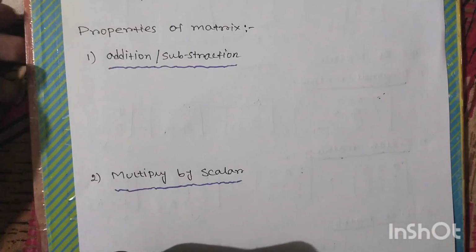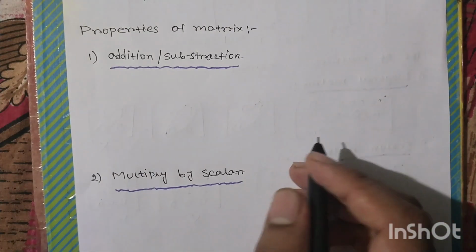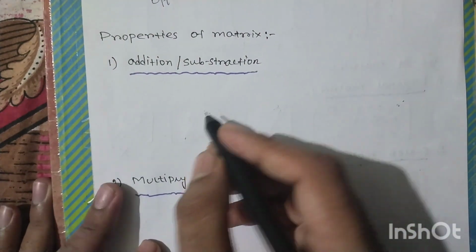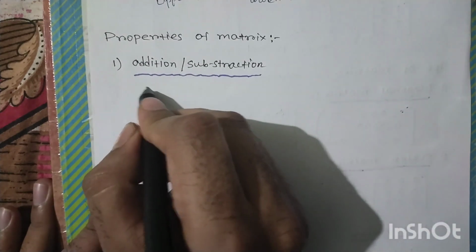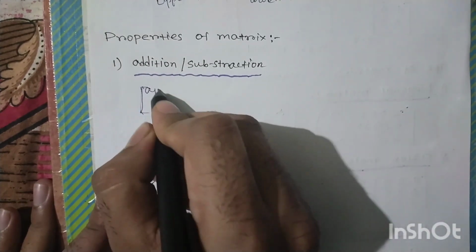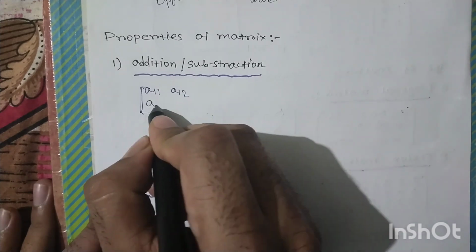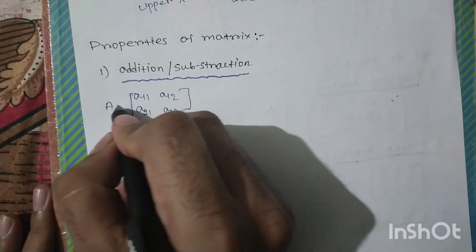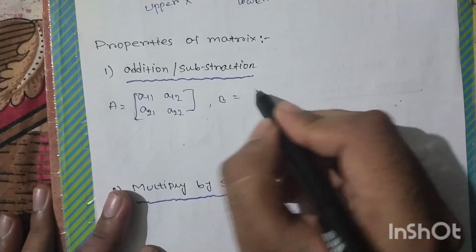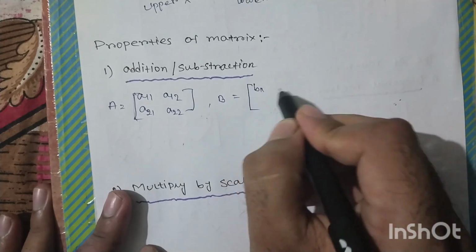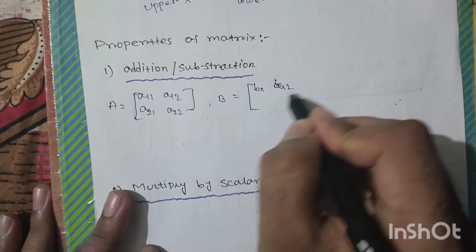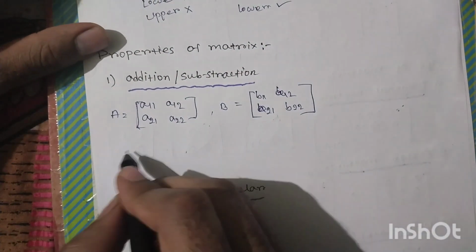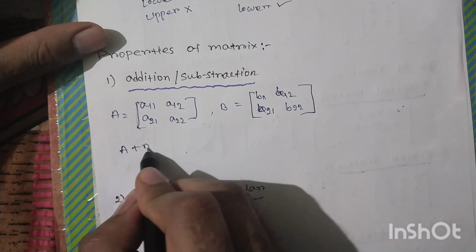Now discussing the properties of matrices. The first property is addition and subtraction. How addition and subtraction works: take a matrix of the format A11, A12, A21, A22, and take another matrix B11, B22. Now I want to add two matrices, A plus B.